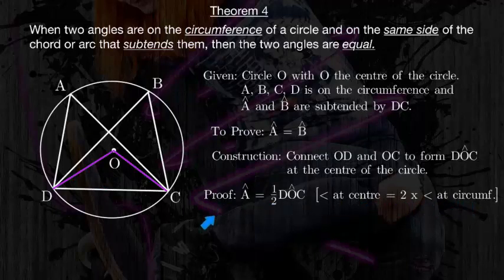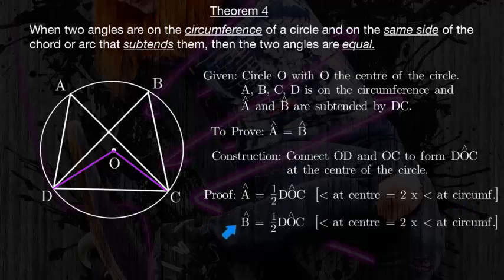Now we can do similarly with angle B. Angle B is going to be half of angle DOC. Why is this one half of this one? Because the angle at the center is 2 times the angle on the circumference if both the angles are subtended by the same chord or arc. There we go. So we write angle at center is equal to 2 times the angle at the circumference.